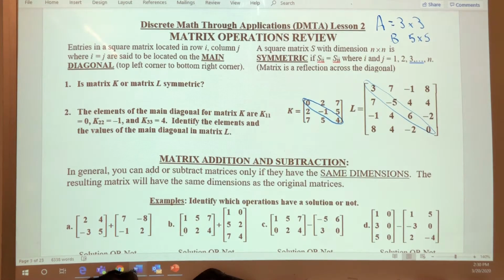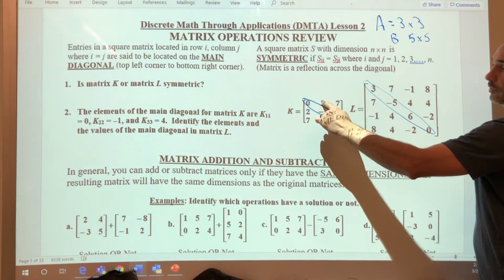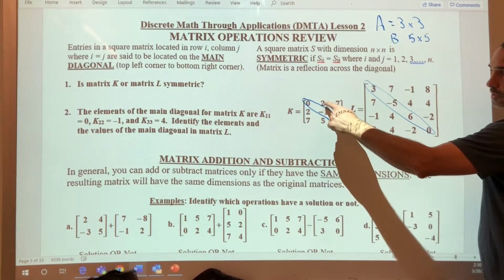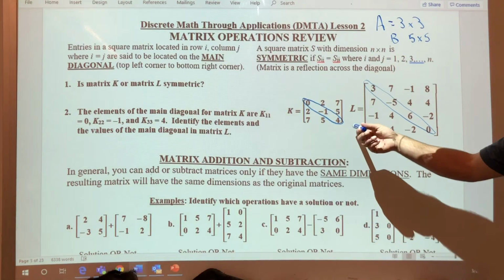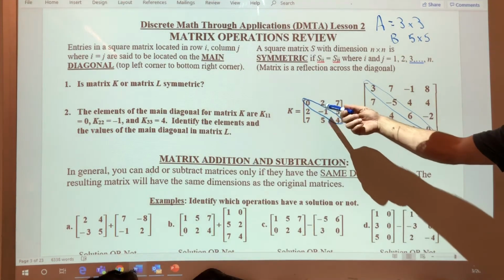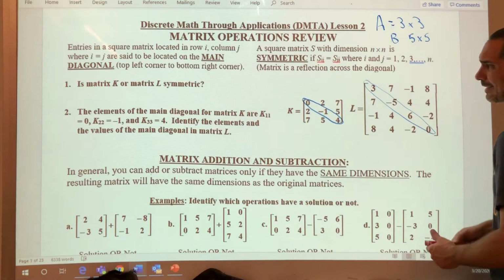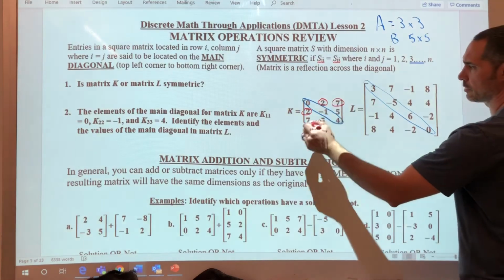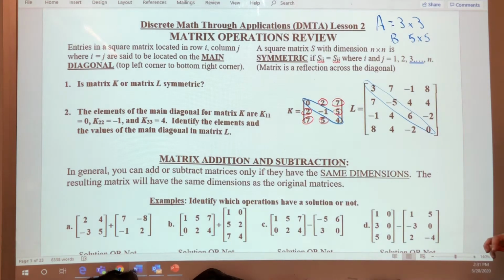A square matrix, S, with dimensions n by n, is symmetric if all the items that are flipped over the diagonal are the same. So as you can see in this one, they're asking the elements of the main diagonal for K, and they are 2, 0, 2, 7, 2, 8, 1, 5, 7, 5, 4. But if you'll notice, these two are reflected, they're symmetric. These two are symmetric, and those are symmetric, they're the same on either side of the diagonal. So this matrix is a symmetric matrix.